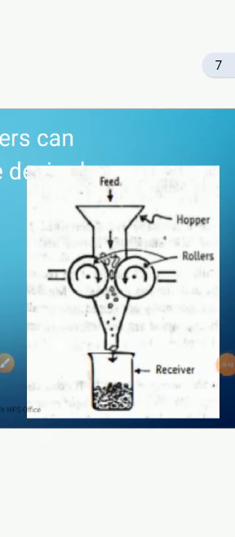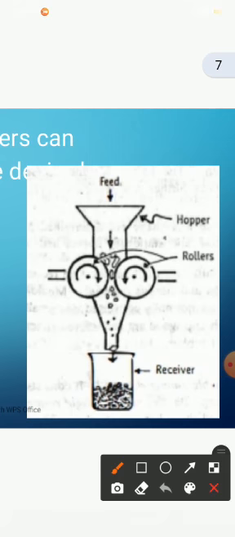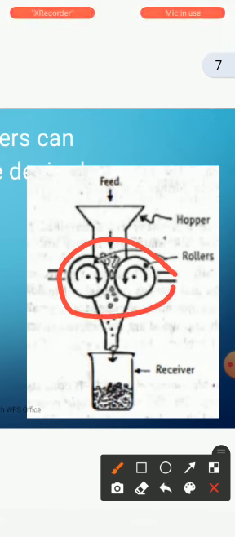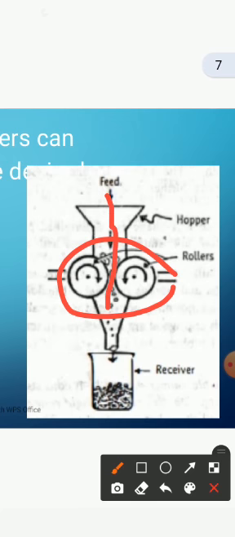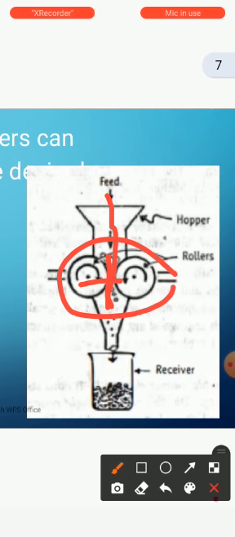Now I will explain the working of roller mill from this diagram. First of all, these rollers are allowed to rotate. Then the material is fed from this hopper into the gap between these rollers. The material is crushed under high pressure by these rollers. Then the final product is collected into the receiver.